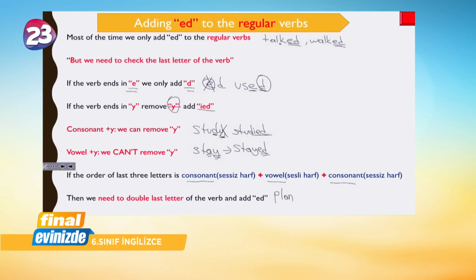Okay. We are going to double. As you see, we doubled. And then we can add ED. All right? We change the verb into past tense. Okay, let's carry on.